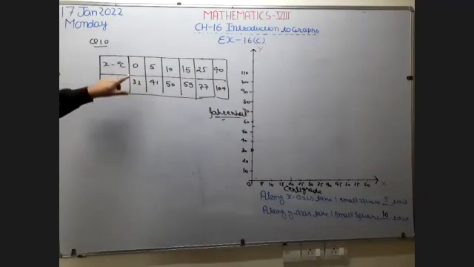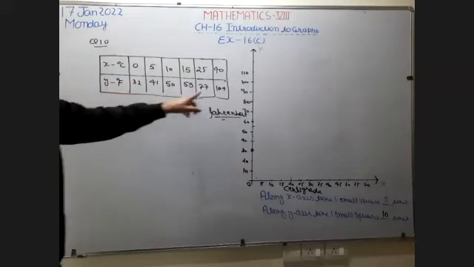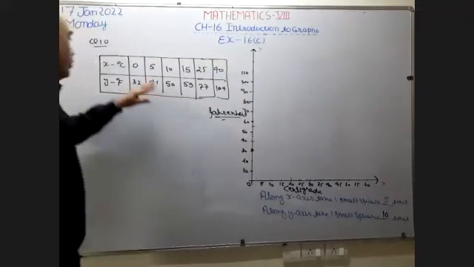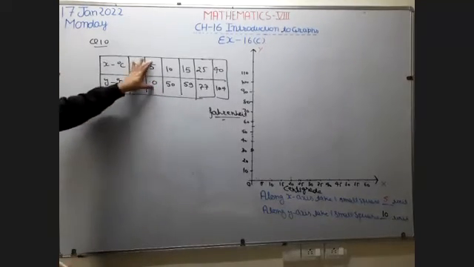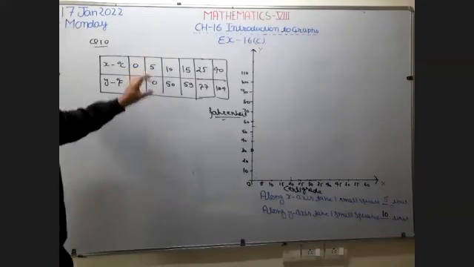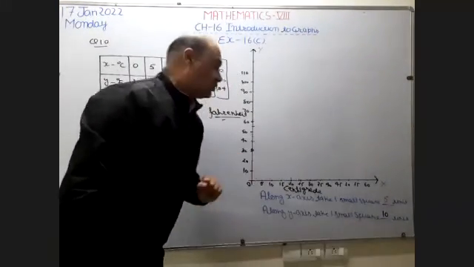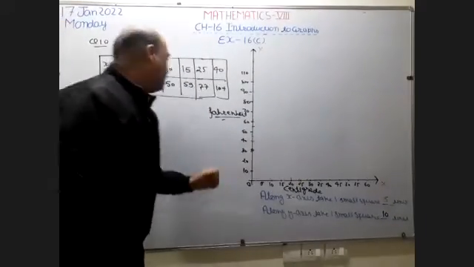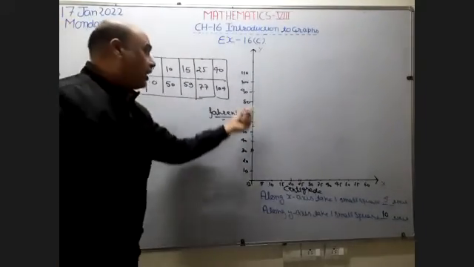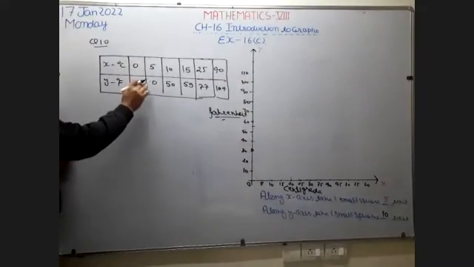In any graph, if x is 0, then that point always lies on the y-axis. If I write here y is 0, then this coordinate is going to lie on the x-axis, because here y is 0. When y is 0, the point lies on the x-axis. When x is 0, the point lies on the y-axis.